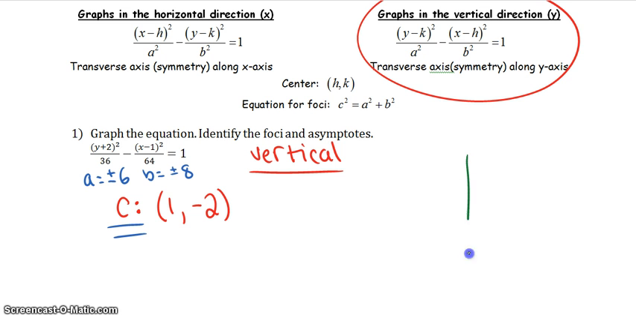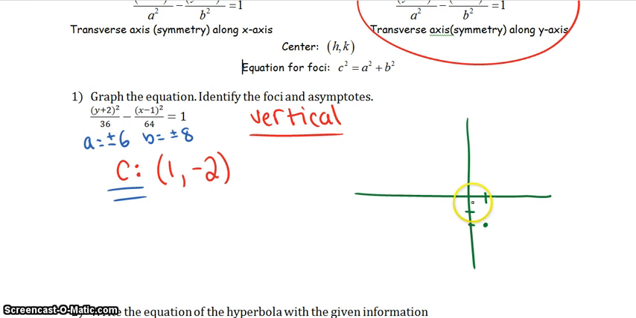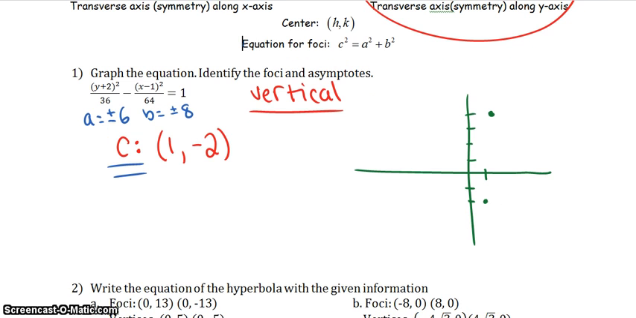To translate this into the graph, our center is at (1, -2). Remember, our y is our vertical distance from the center. So we either have to go up 6 or down 6 to plot those 2 points. So 1, 2, 3, 4, 5, 6. Here's 6 units away from the center. And we also want 6 units in the other direction: 1, 2, 3, 4, 5, 6. About here. Maybe it's not perfect.